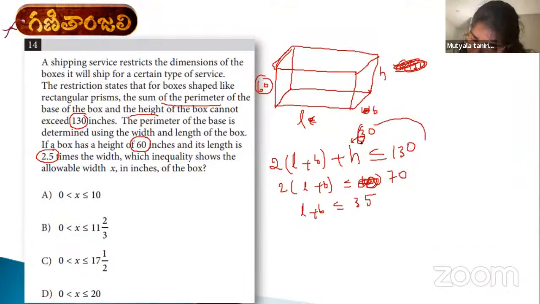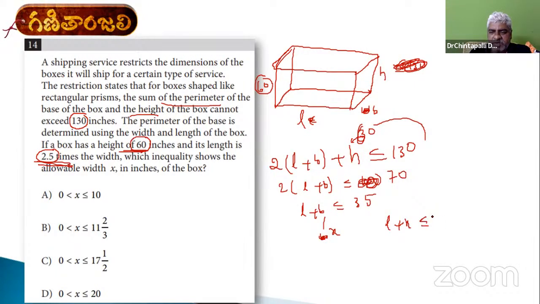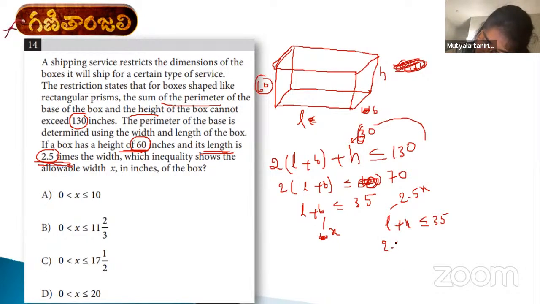Now, what's the hint here? If a box has height 60 inches and its length is 2.5 times the width, let the width be x. Then L plus x is less than or equal to 35. The given point is that length is 2.5 times the width, so L equals 2.5x. That means 2.5x plus x is less than or equal to 35.